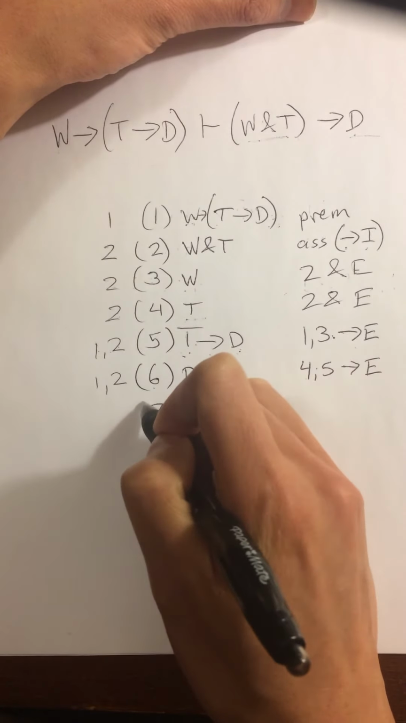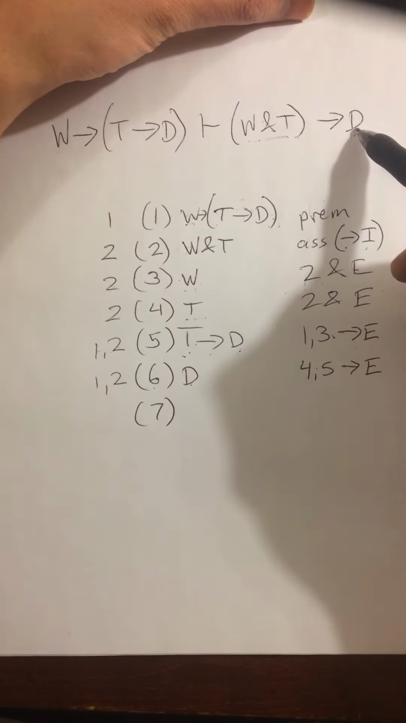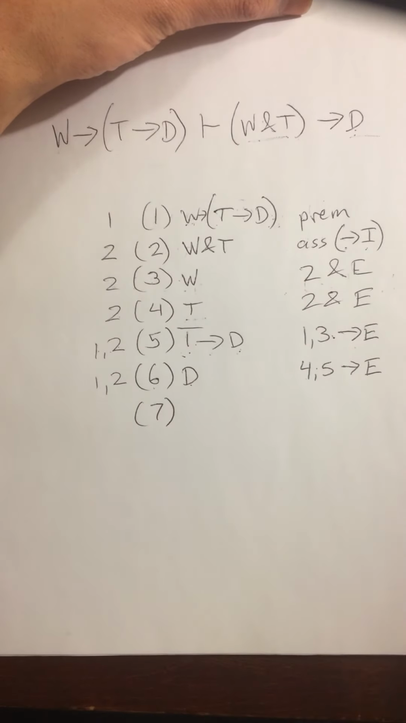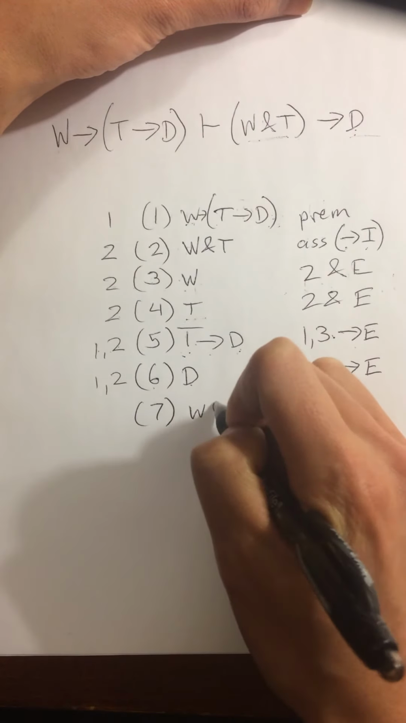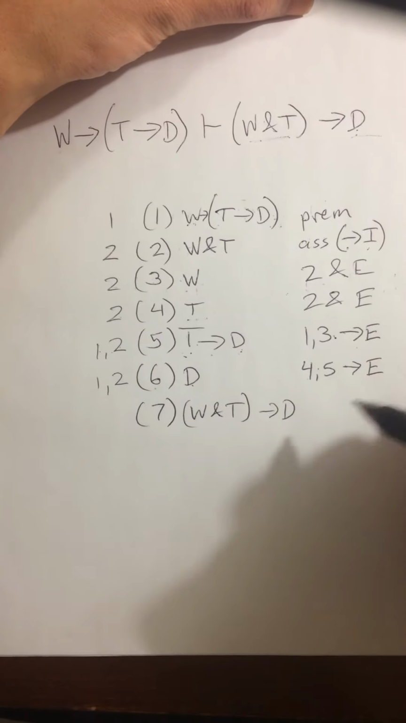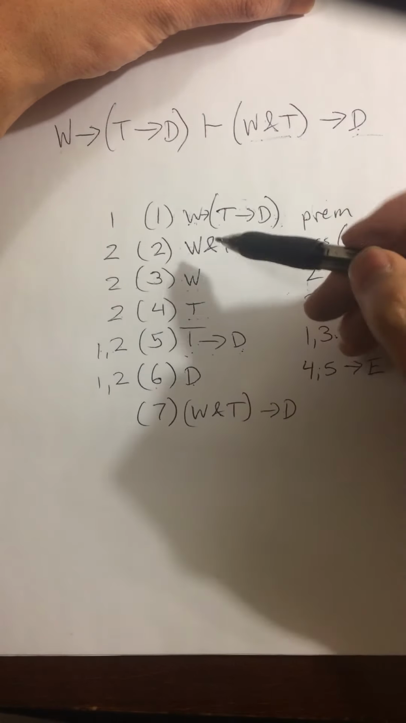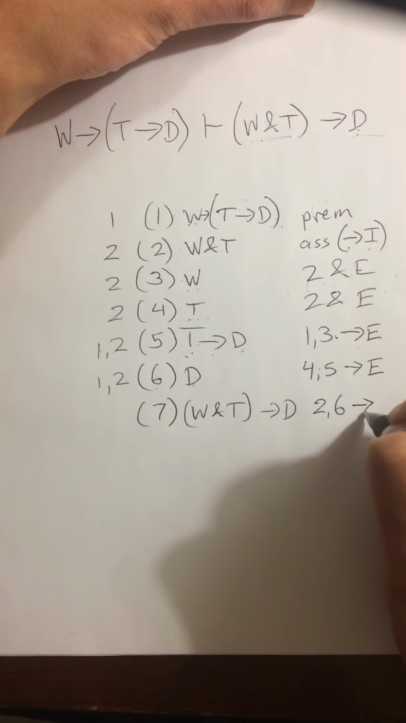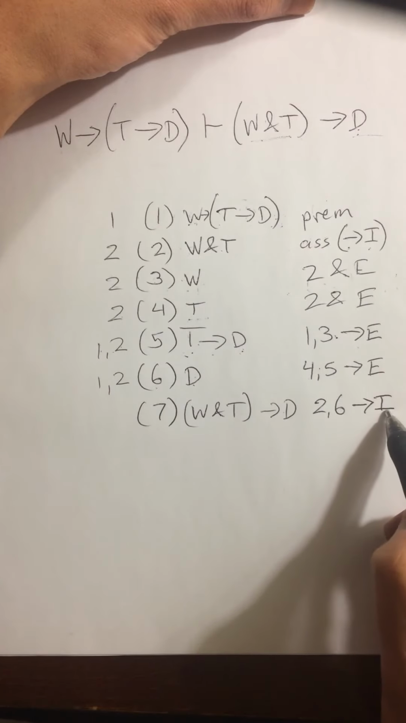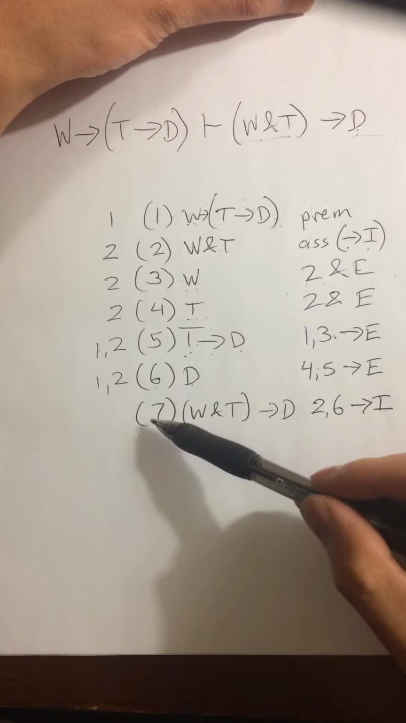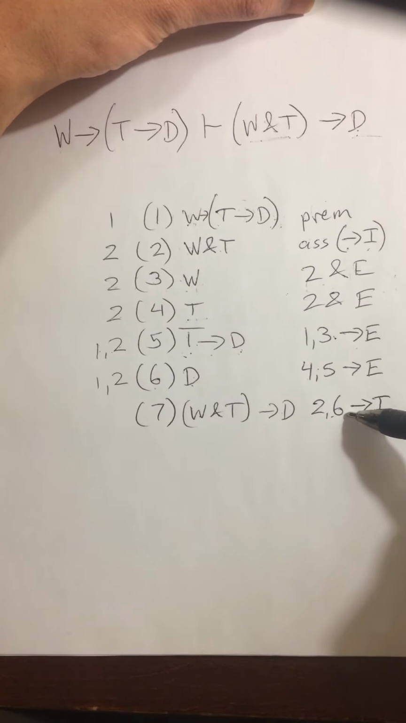Afterwards, on line 7, now that we have D, which is our consequent, which is our goal, we're going to create the big conditional, W and T arrow D. This is derived from 2 and 6. And we've applied the rule of arrow introduction, creating a conditional. So now the dependency numbers for line 7 will come from 2 and 6.